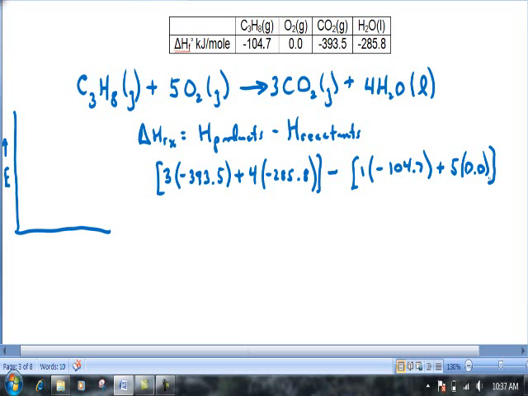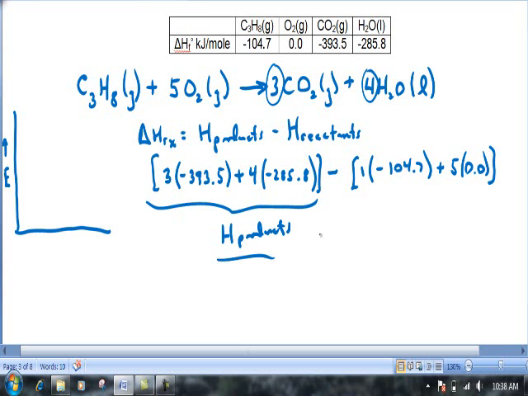Our first step is to add together all of our product totals. Now in here, because there's a 3 in the balanced equation for CO2, we'd multiply the value of CO2 by 3. Likewise, where there's a 4 for the water, we'd multiply the value of water by 4. Adding all of this together will give us an enthalpy value for our products. We do likewise for the reactants.